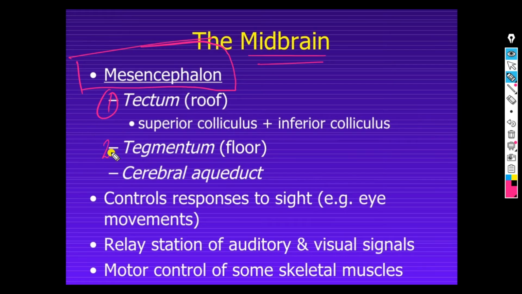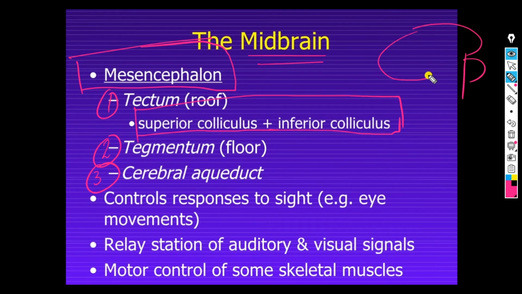It has three parts: tectum, tegmentum, and cerebral aqueduct, and the tectum has two parts, the superior colliculus and the inferior colliculus. So I can draw here. So here is our brain. This yellow part is the midbrain, which connects the brainstem to the cerebrum.